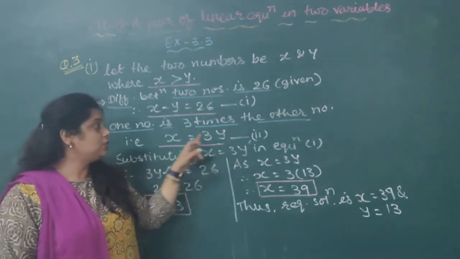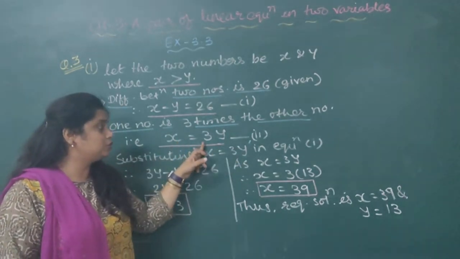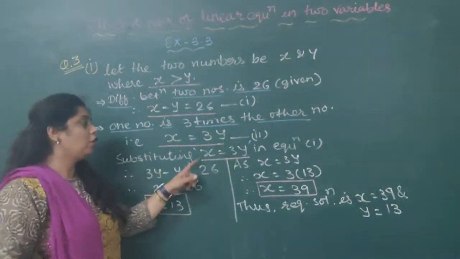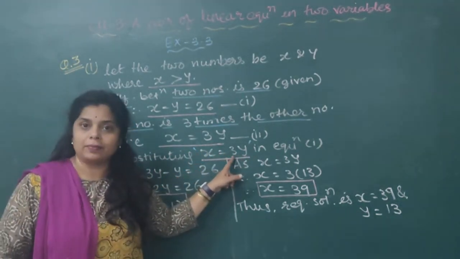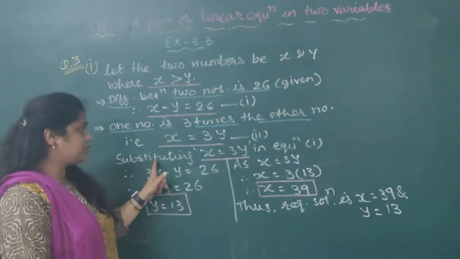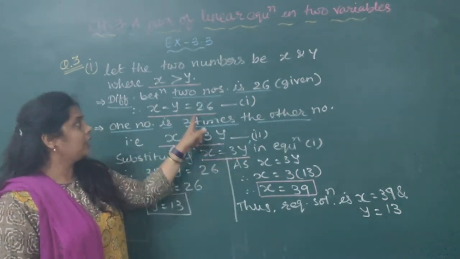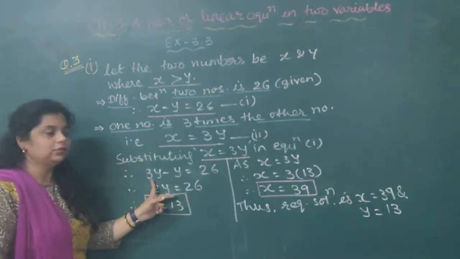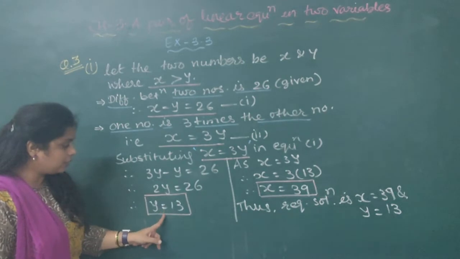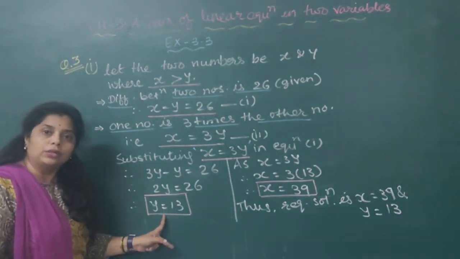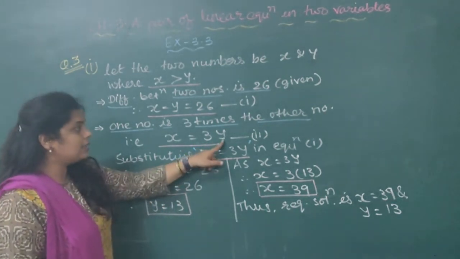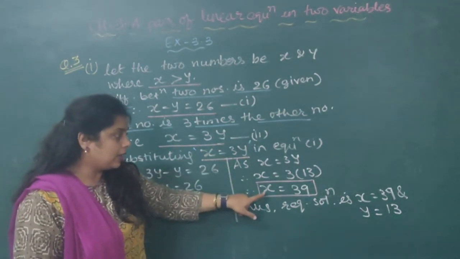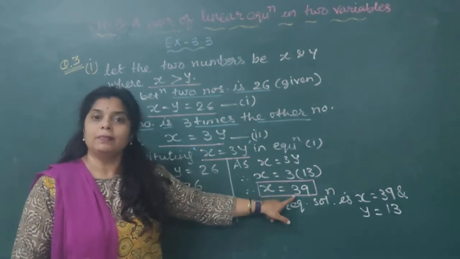Now as you see here, it is directly x is equal to 3y, so we are going to use this value of x in terms of y in the first equation. Substituting x is equal to 3y in the first equation, instead of x I have written 3y. Therefore after calculation y is equal to 13, and if I put y is equal to 13 in this equation, I get x is equal to 39.